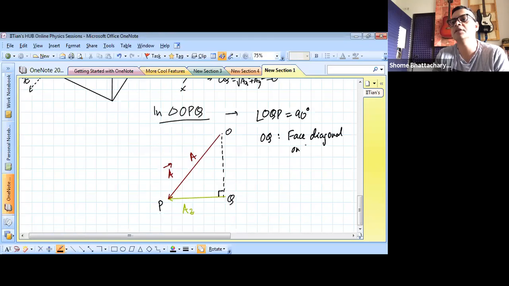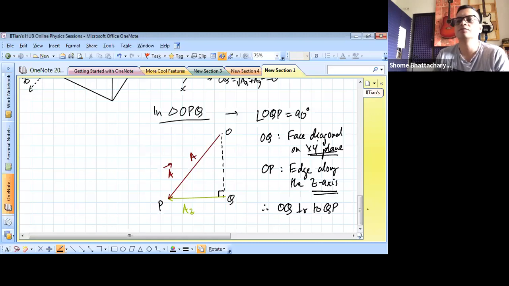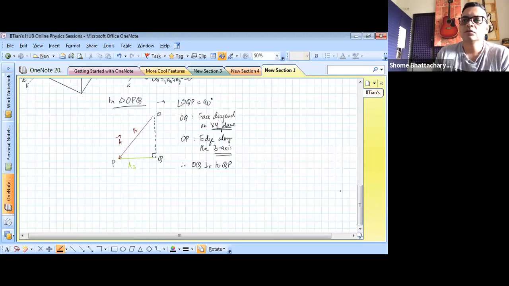on the XY plane, and QP is basically the edge along the Z axis. It's parallel to the Z axis. So this is a diagonal line in the XY plane, and this is a line lying parallel to the Z axis. So therefore they are perpendicular. Therefore OQ is perpendicular to QP. So just make sure you understand this interpretation properly.